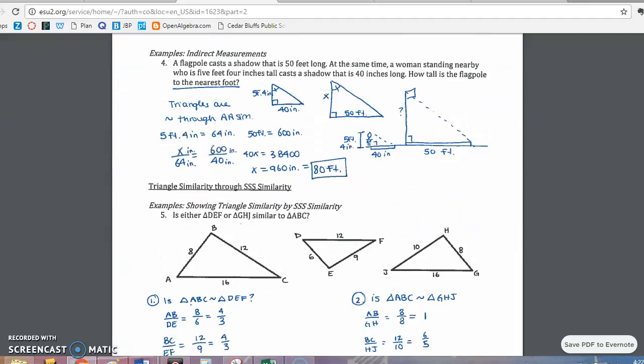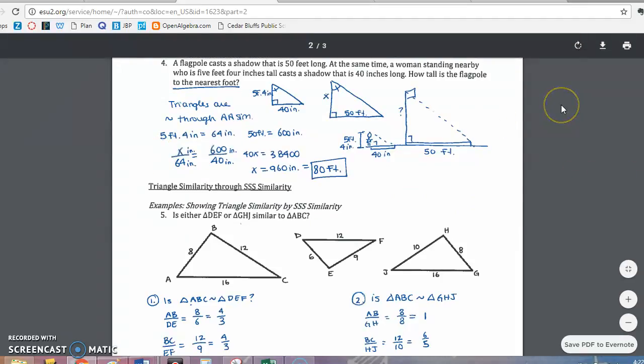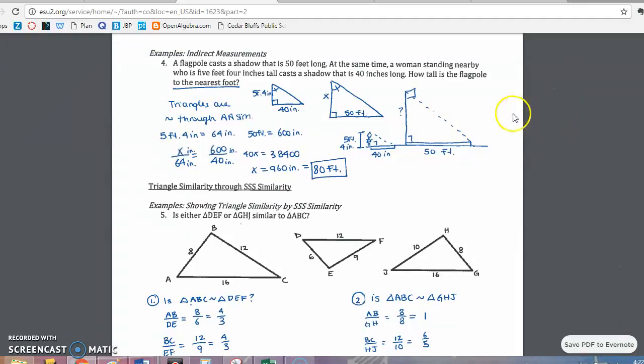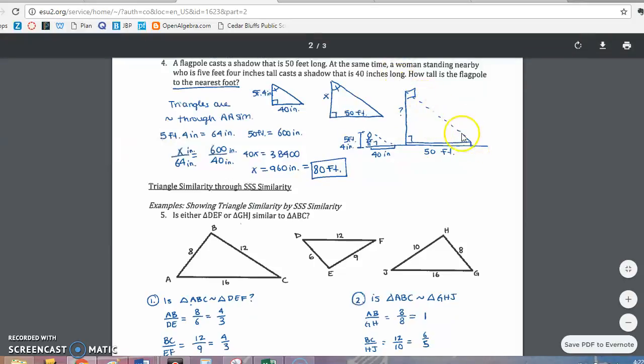So now we'll talk about indirect measurements before we move on to the next theorem. Here we have a flagpole that casts a shadow that's 50 feet long. So here is our beautiful flagpole, and it casts a 50-foot long shadow. And this here represents the sun shining down and hitting it at this angle to create this shadow. Here we have our woman standing here who's 5 foot 4 inches tall, and her shadow is 40 inches long.